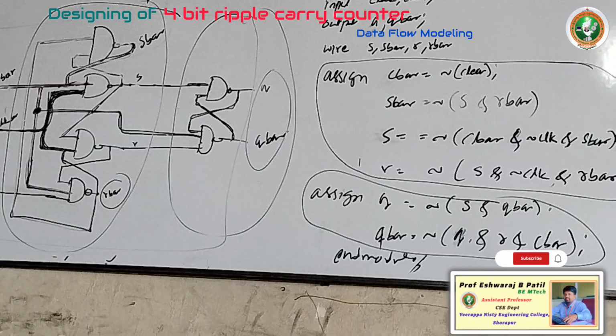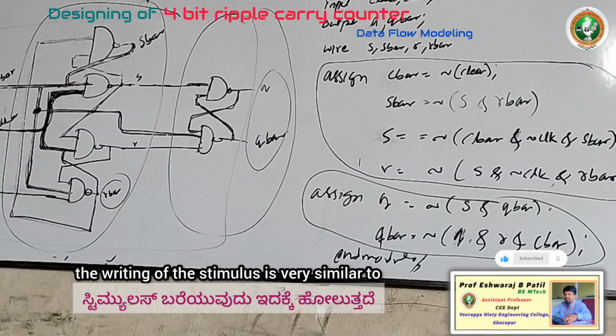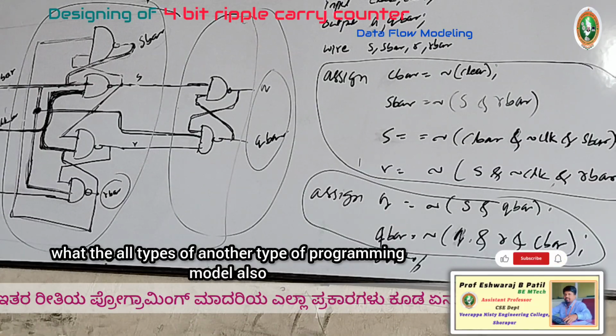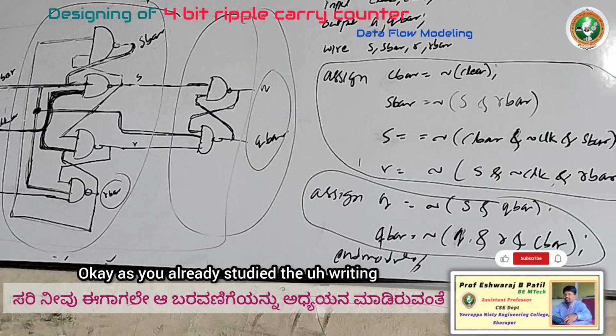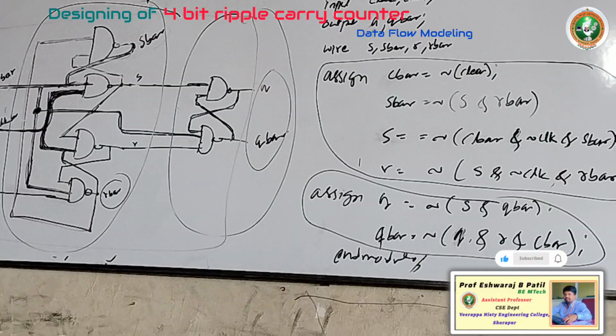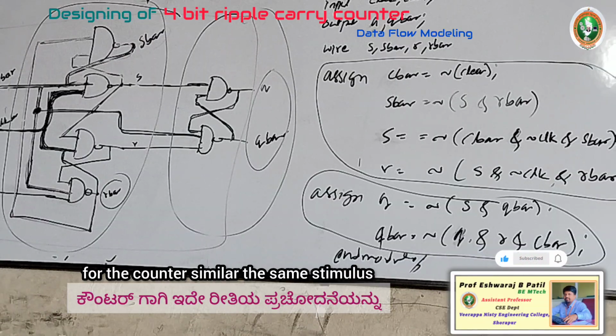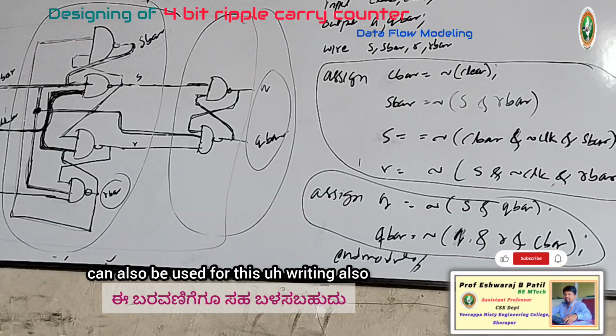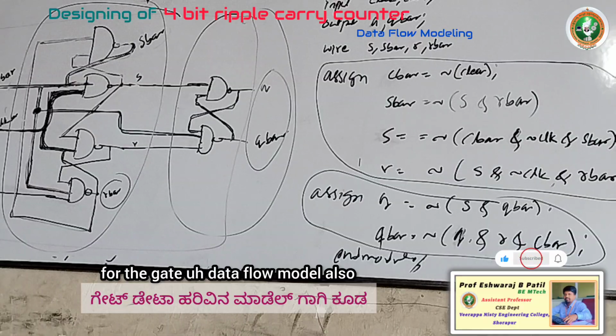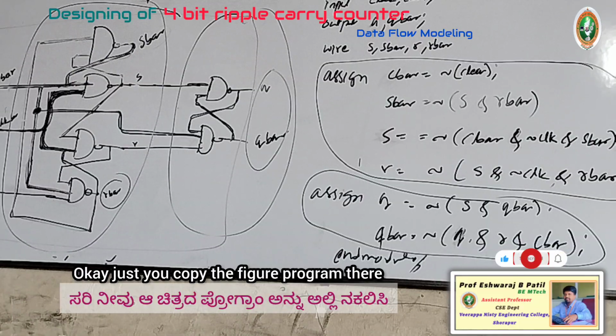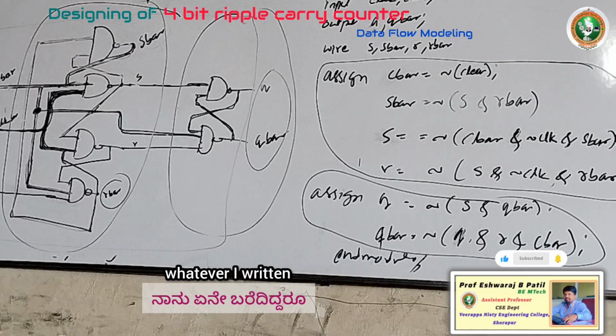Writing the stimulus is very similar for all types of programming models. As you already studied the writing of the stimulus in gate level modeling for the counter, the same stimulus can also be used for the data flow model. Just copy the program from the figure, whatever I have written.